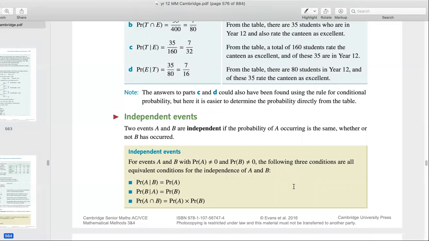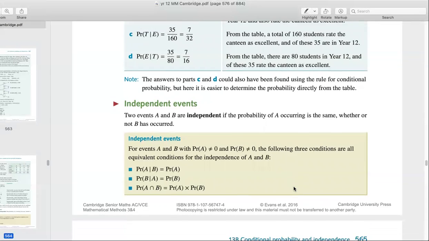Make sure you can distinguish between independent events and mutually exclusive events. For independent events, they can happen together, and it's based on conditional probability. If they cannot happen together, it's called mutually exclusive. Okay, make sure you get this one.